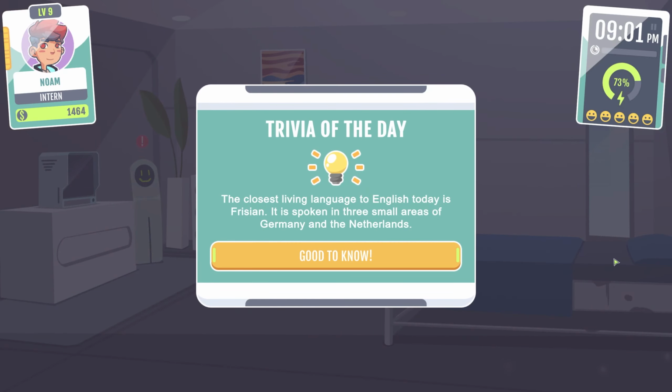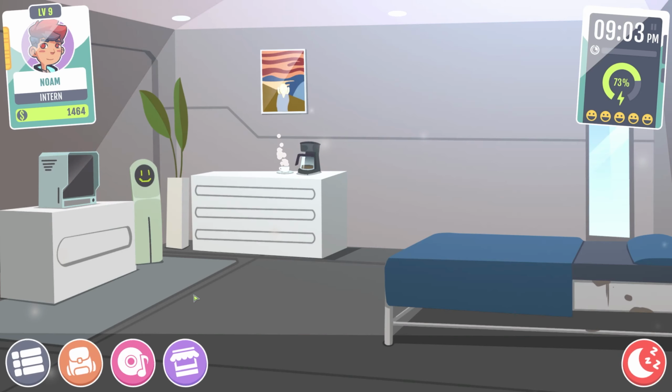What's our grammar fact today? The closest living language to English today is Frisian. It is spoken in 3 small areas of Germany and the Netherlands. I actually did already know that.